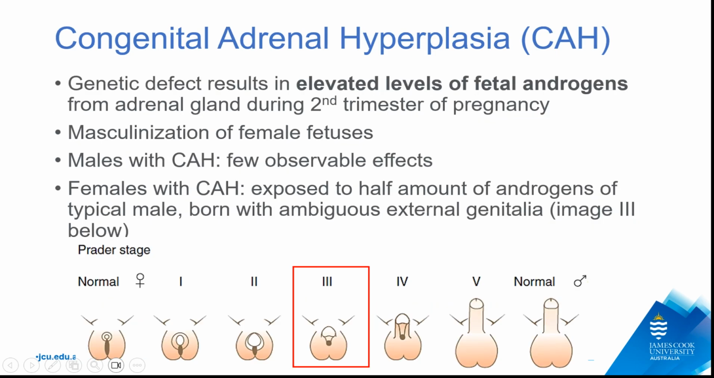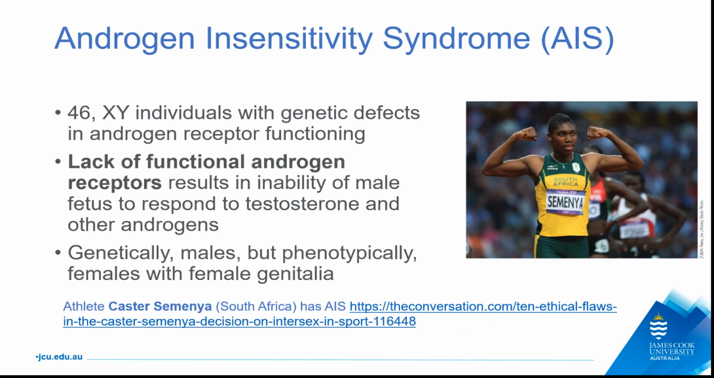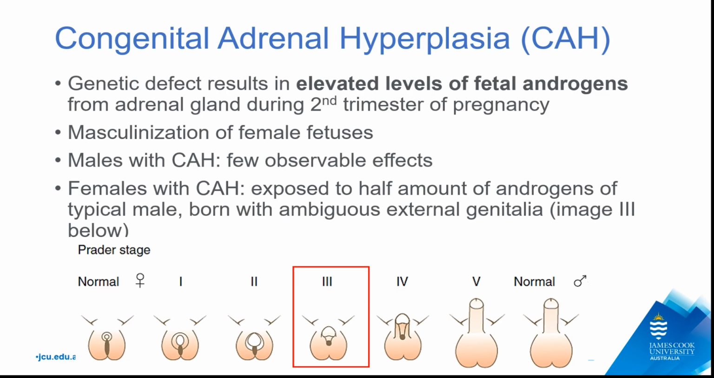This is in contrast to AIS. With AIS, we just go back, it's a lack of functional androgen receptors. Something is wrong with the androgen receptors. In CAH, these people have elevated levels of fetal androgens from the adrenal gland during the 2nd trimester of pregnancy. So the female fetuses tend to be so-called masculinized structurally, so they can be born with ambiguous external genitalia, image 3 below.